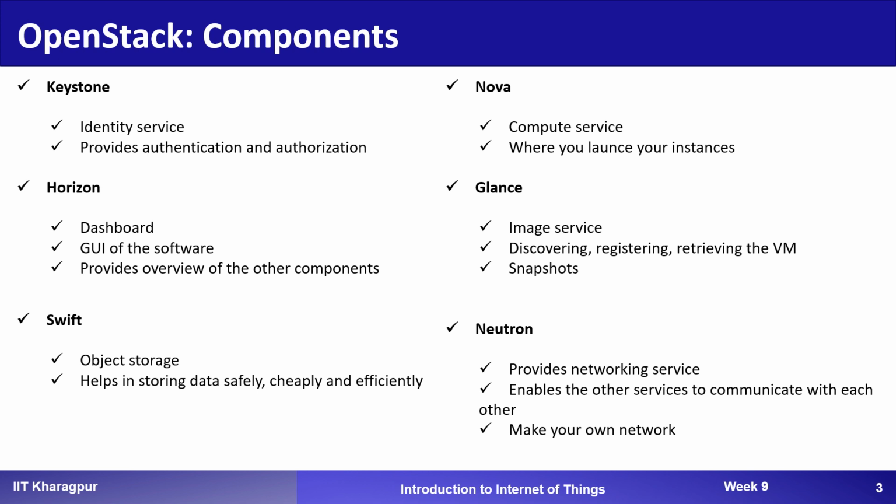Then the next one is Neutron. Neutron is responsible for providing networking services and enables the other services to communicate with each other. With the help of Neutron, one can also make their own network.